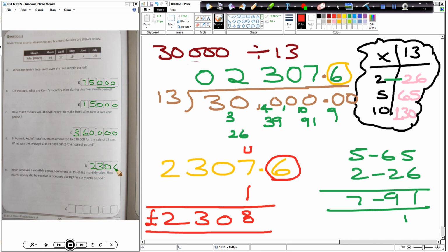Everybody in this room should have copied down this method onto your work. Okay, ready for the last question now? Yeah. Good. Okay, let's go to the last question.